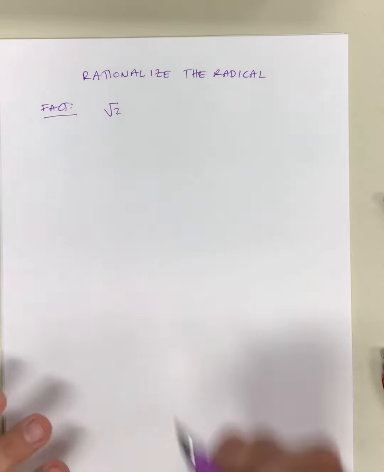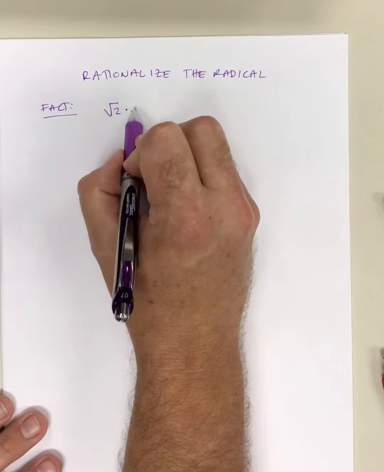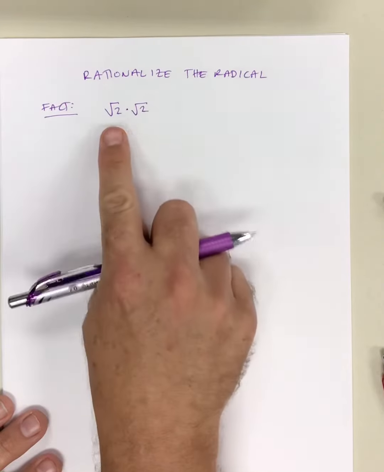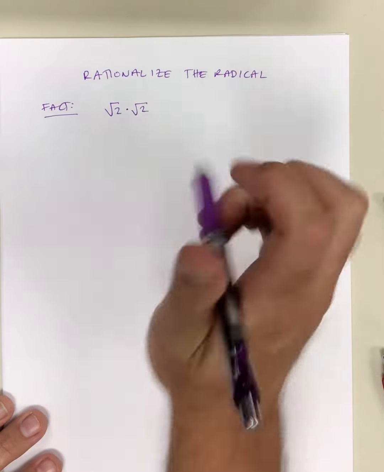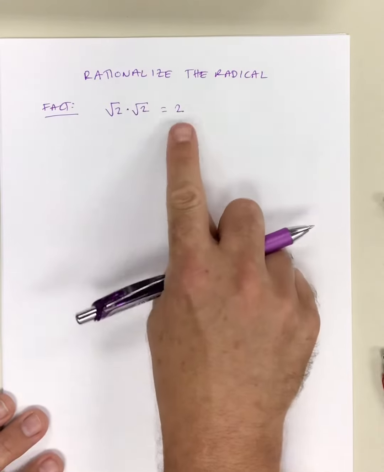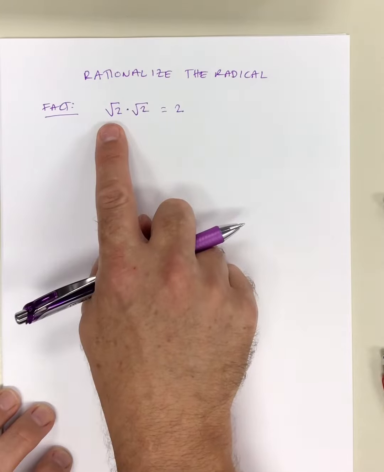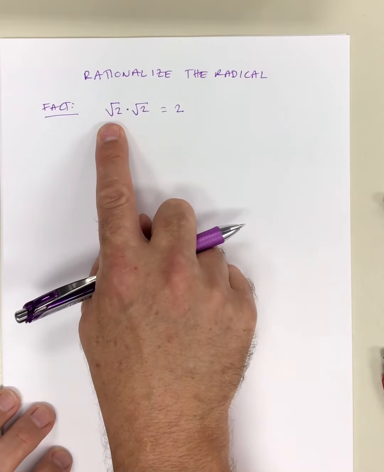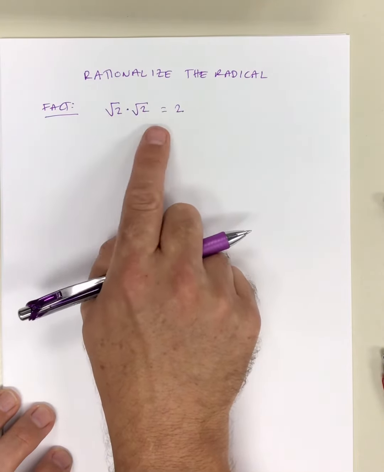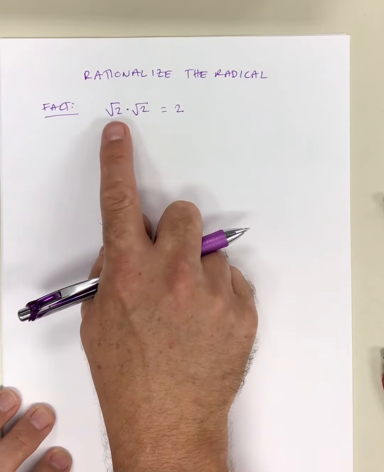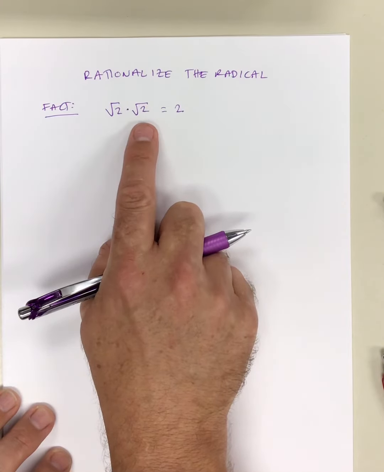And one of the facts that we learned early on in our study with radicals is if we multiply the square root of a number by itself, by definition, we end up with a rational term. This changes a little bit for other kinds of roots like cube roots and fourth roots, but we'll be dealing here with square roots. And so we have a fact that the square root of a number times itself gives us a rational.